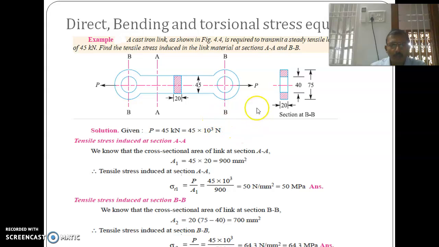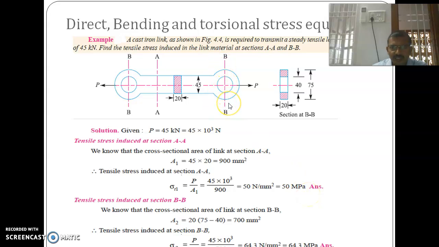Okay, this is a simple problem. A cast iron link is required to transmit a steady tensile load of 45 kN. Find the tensile stress induced in the link material at sections AA and BB. Tensile stress at section AA: this is section AA, of rectangular section. The tensile stress formula is sigma equal to P by A. P equal to 45 kN, 45 into 10 power 3. Area equal to the rectangular cross section area, 45 into 20, so it is 900. So it is 50 megapascal.